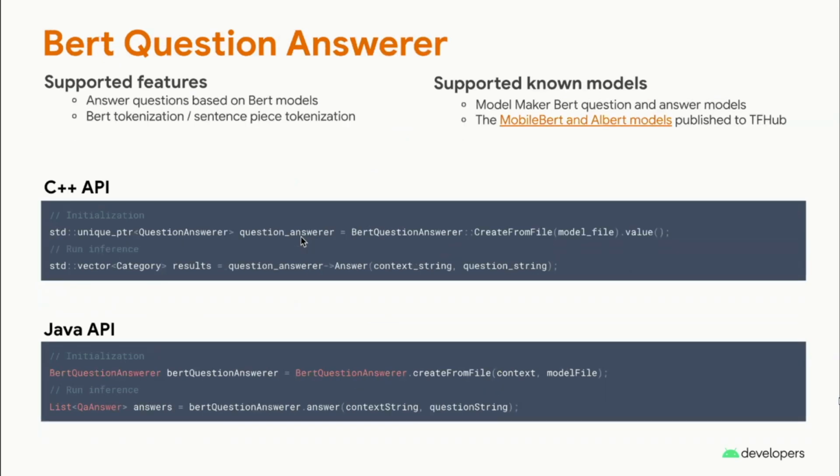Again, looking at the Java API at the bottom, where you get an instance of the answerer and feed in the model file itself. And then after that, you basically just put in the context string and the question string. So the context string is the passage that you want to ask questions about, and the question string is your question, and it will pop the answers out in a list. So that's something that you may want to check out.